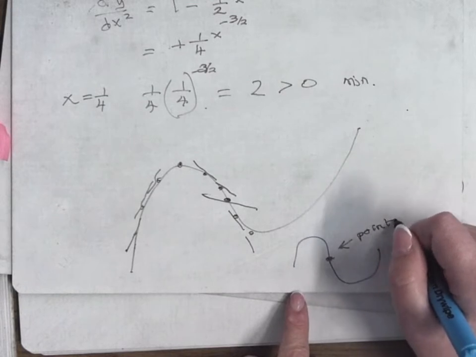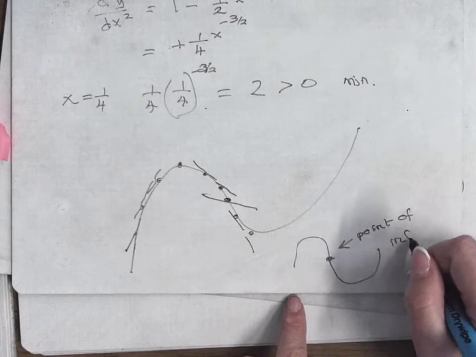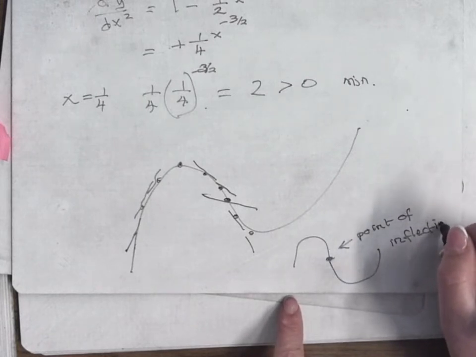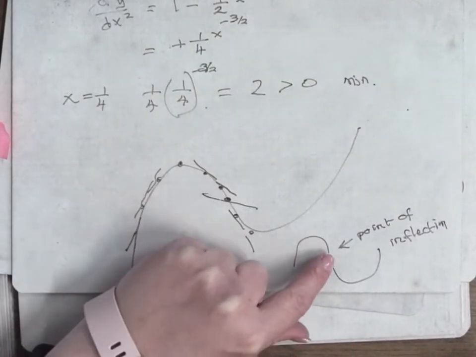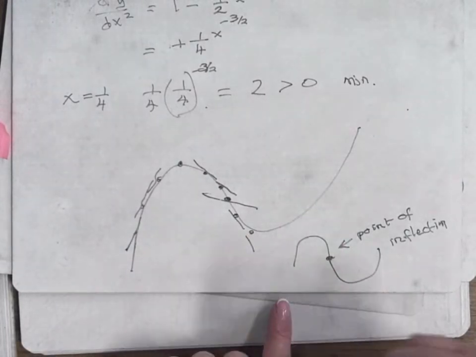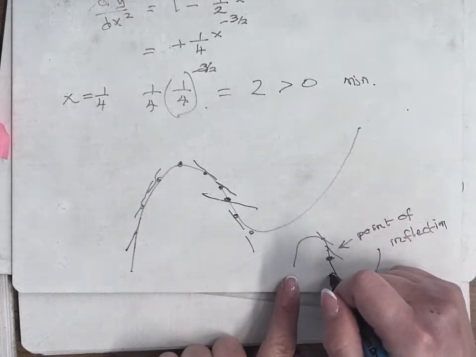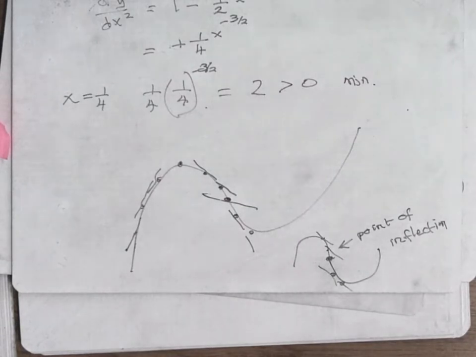That point right there is called a point of inflection. What happens at the point of inflection is the curve changes from concave upwards to concave downwards, or vice versa. The tangents are all on one side. At the point of inflection, the tangent actually goes through, and then the tangents are all on the other side. You don't need to know much about a point of inflection, only how to get it.